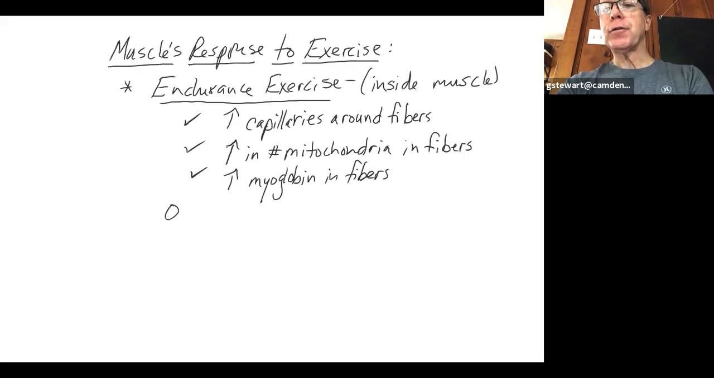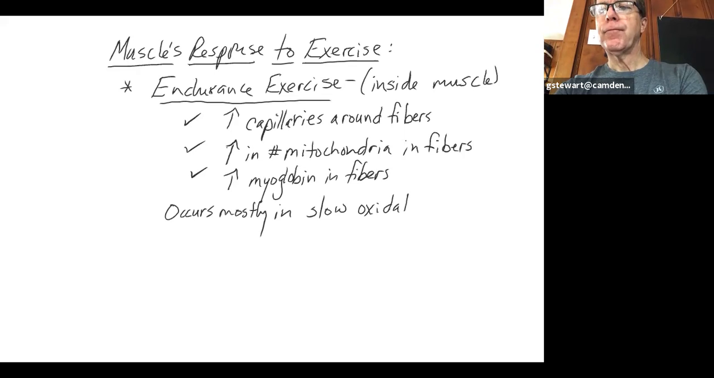This occurs mostly in slow oxidative fibers, because those are the ones that are used the most during that activity. Individual muscle metabolism becomes more efficient over time.